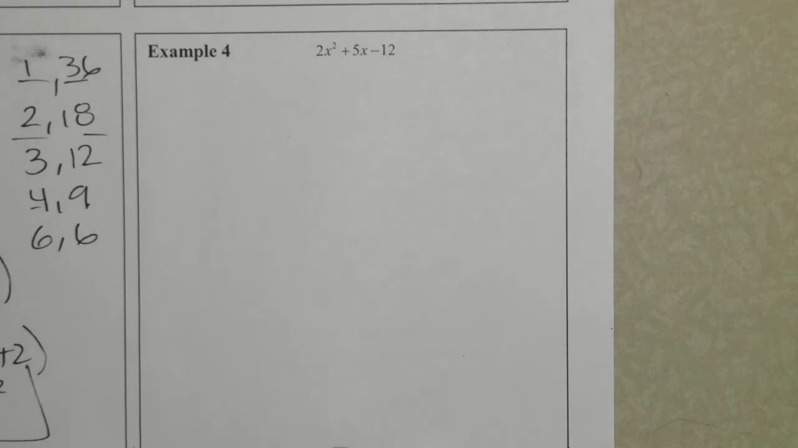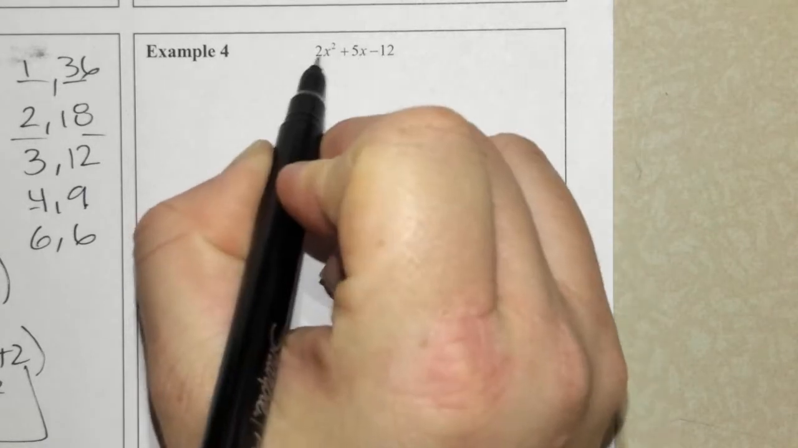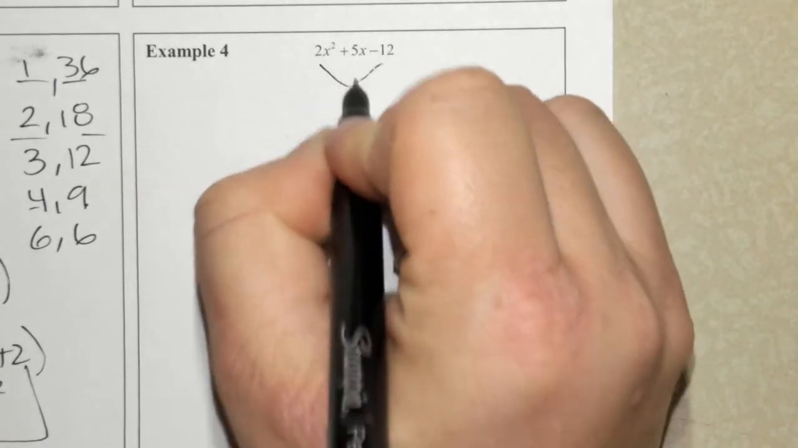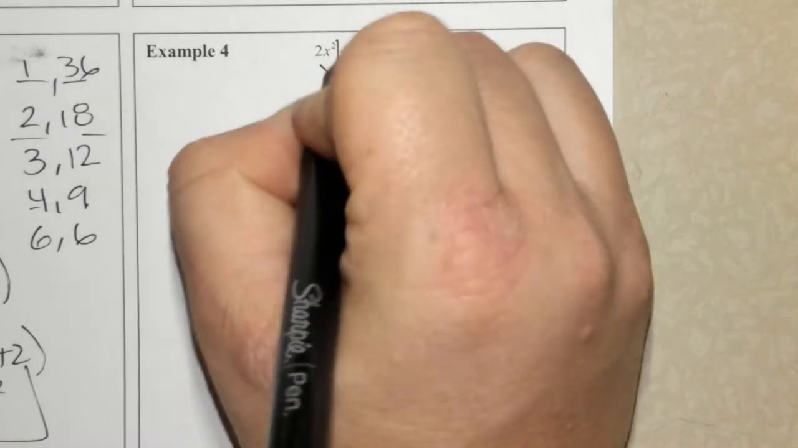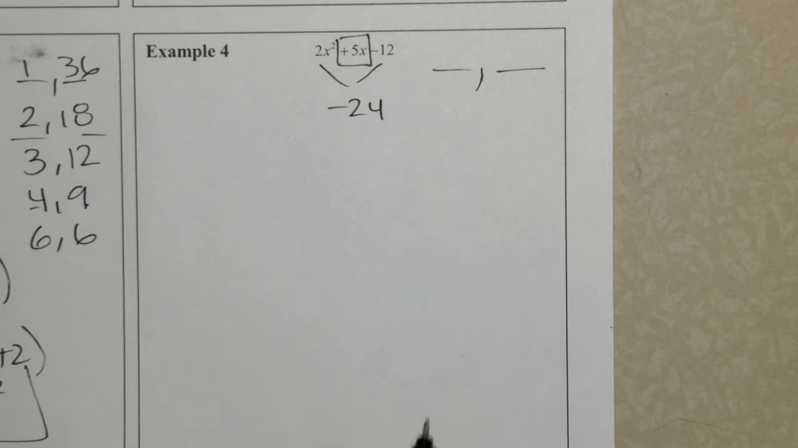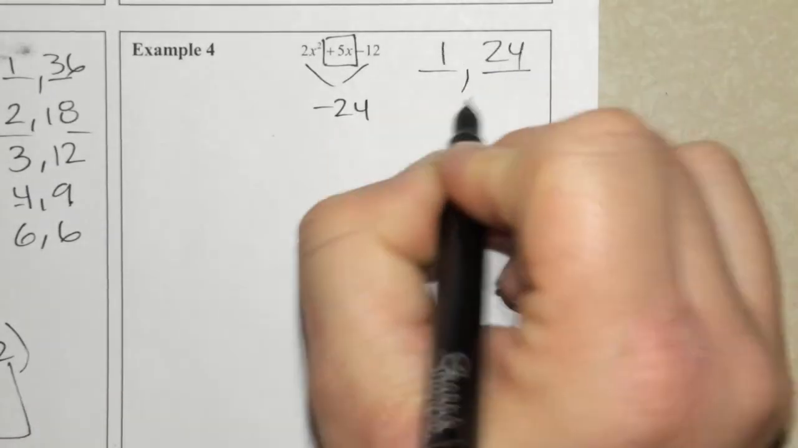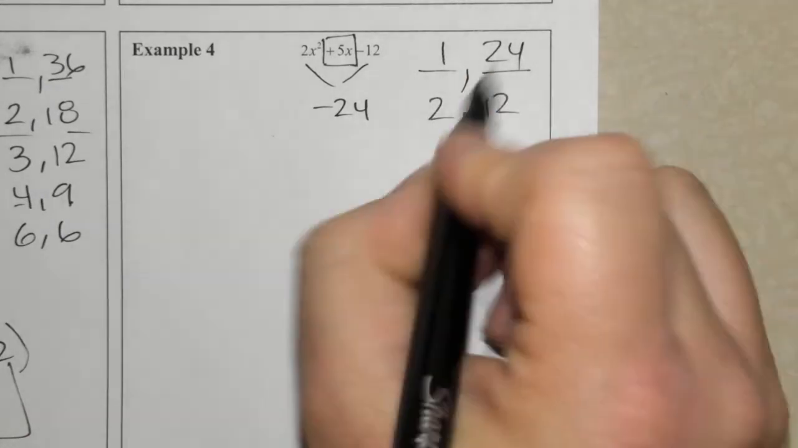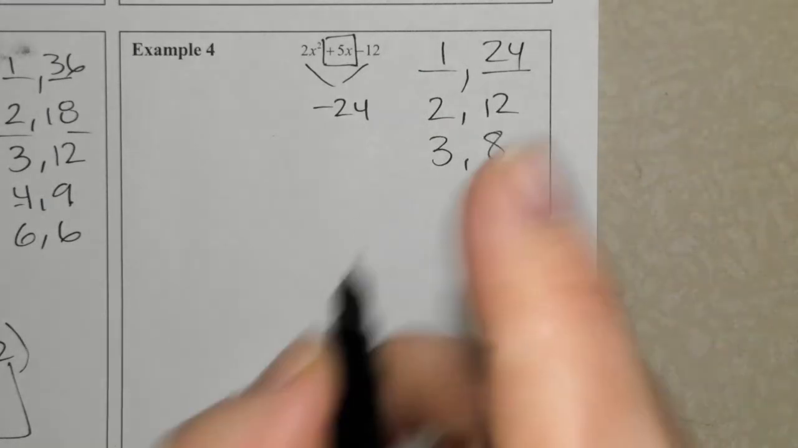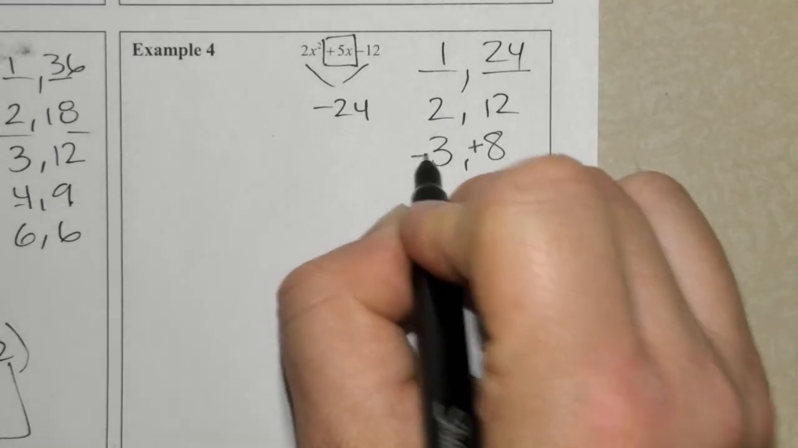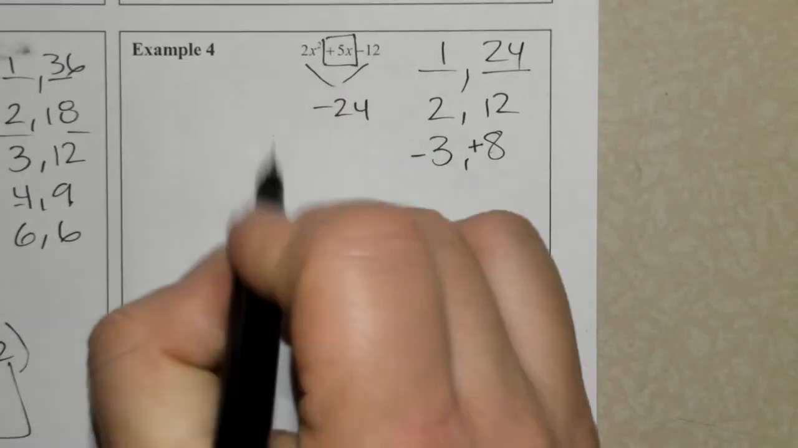Asking ourselves, is it possible here to take a number other than 1 out of these 3? No, they're not all divisible by 2, so we'll get started. 2 times negative 12 is a negative 24. What two numbers combine to give you a positive 5 and multiply to give you a negative 24? 1 and 24, no. 2 and 12, no. Let's go with 3 and 8. A positive 8 and a negative 3 combine to give you 5 and multiply to give you a negative 24.